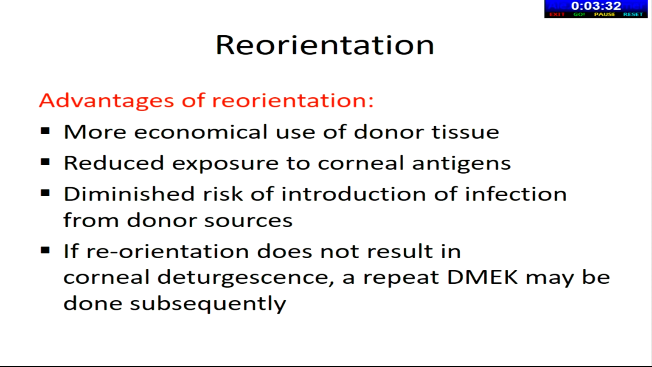The advantages of reorientation: it's more economical use of donor tissue. Theoretically, it reduces exposure of further corneal antigens to the recipient, and theoretically it diminishes the risk of introduction of infection from a further donor source. Also, if reorientation doesn't work, then you can always do a new DMEK. But of course, that would mean a third procedure rather than concluding the matter with a second procedure. And we've already heard, especially in private practice, patients don't really like this sort of thing.